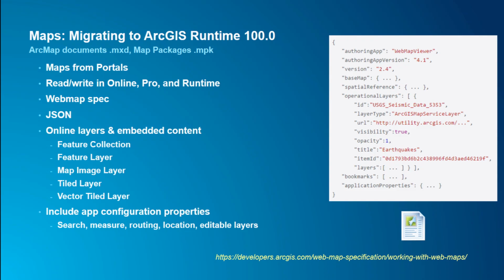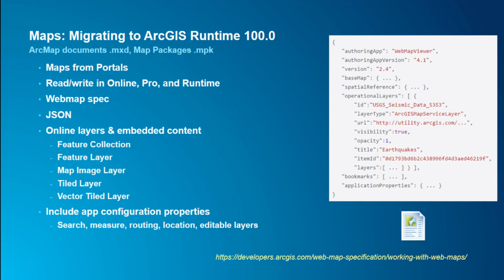When I talk about maps from the ArcGIS platform, what I mean really is maps from portals, maps that are shareable between portals and ArcGIS Pro, and a map that you can open up in the ArcGIS Runtime as well, so a map that works across the ArcGIS platform. So it's read-write in those different environments. It's based on the web map spec, so it's a payload of JSON that goes to your client application.